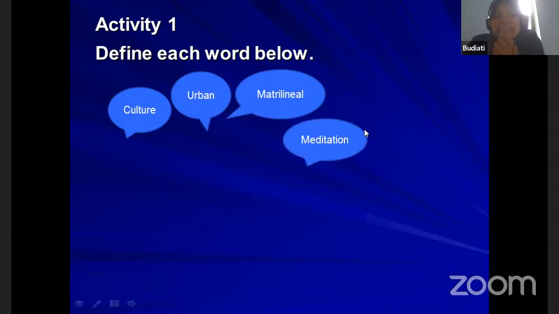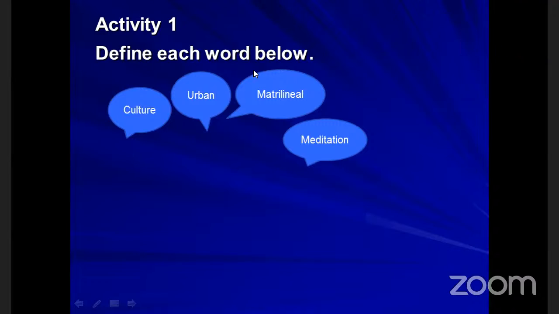This is meditation. Yes, meditation. As you say, this is to release your stress. Yes, you can use the meditation. Okay, Mr. Haikal. Mr. Haikal, please.